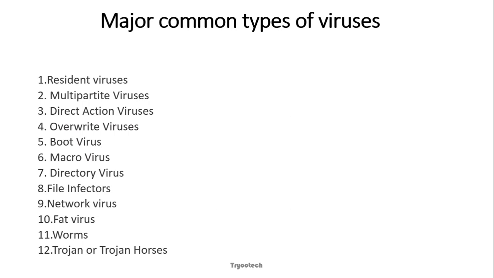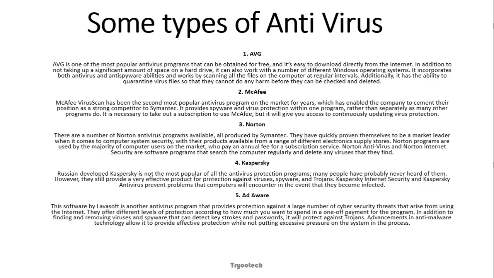So here are some major types of viruses that may affect your computer. Major common types you can remember are resident viruses, multipartite viruses, direct action viruses, overwrite viruses, boot virus, microvirus, directory virus, file infectors, network virus, FAT virus, worms, and trojan horses. So keep this in your mind.